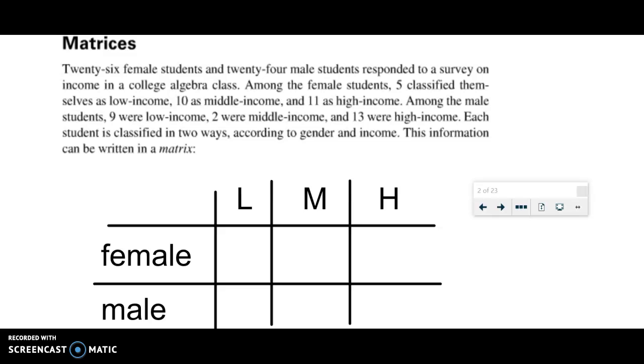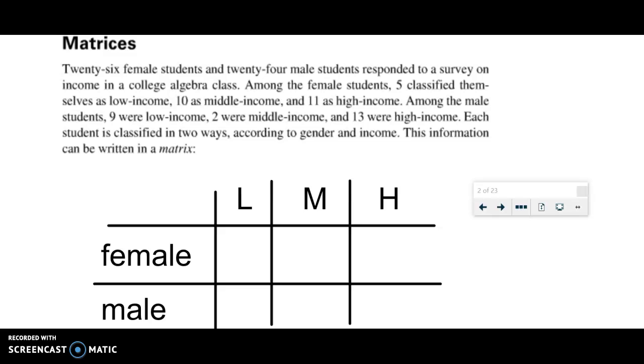So first, just to get some definitions out of the way here, a matrix is basically a way to organize data into rows and columns. For example, if we have this paragraph, 26 female students and 24 male students responded to a survey on income in a college algebra class. Among the female students, 5 classified themselves as low income, 10 as middle income, and 11 as high income. Among the male students, 9 were low income, 2 were middle income, and 13 were high income. Each student is classified in 2 ways, according to gender and income. This information can be written in a matrix.